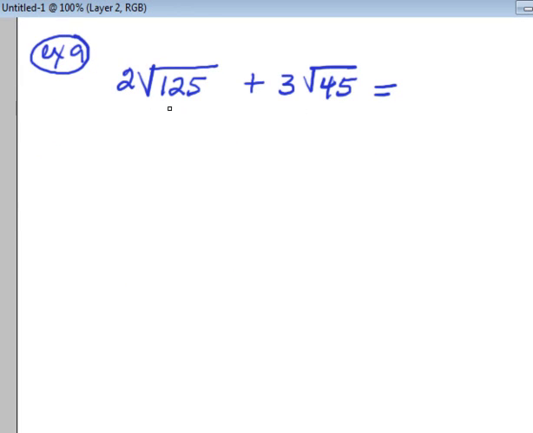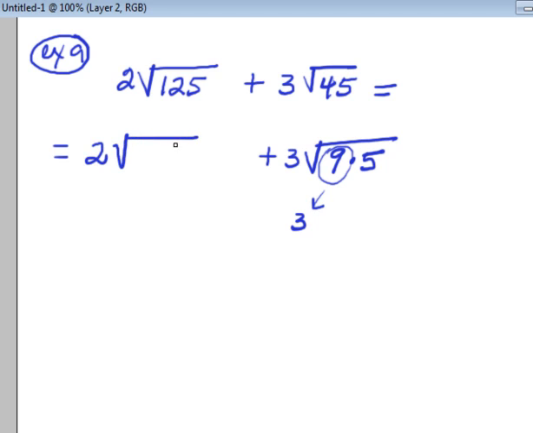In example 9, we want to add two radicals, but first we have to get common radicals, or like radicals, so we're going to simplify. And let's start with square root 45. All right, so that simplifies as 9 times 5. All right, the 9 is a perfect square. We're going to bring that one out. So we want square root 125 to simplify and leave us with a 5 underneath the radical.